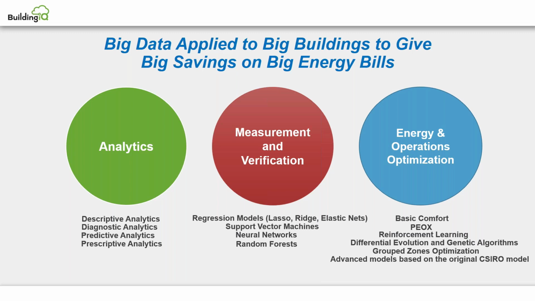In terms of measurement and verification, this is a really important part that we have focused on for a long time. It is basically a method to baseline the performance of your building before we jump in. We need to know how your building behaved in terms of energy consumption, and then we base our savings estimations on that. Over here, we have a huge library with many machine learning algorithms, including support vector machines, neural networks, random forest, regression models like lasso, ridge and elastic nets, and many others.